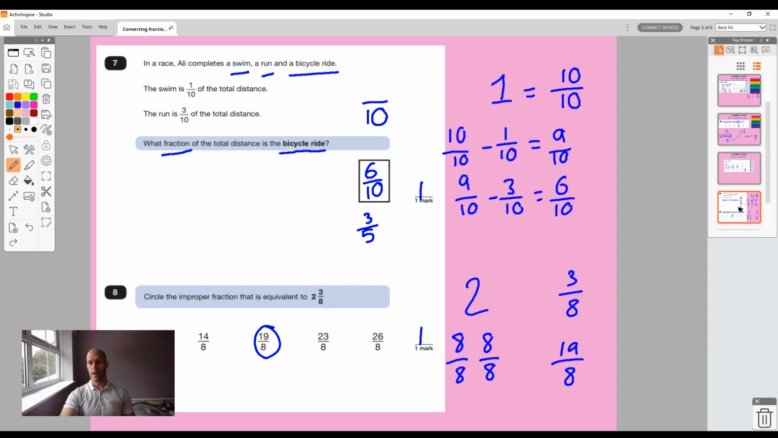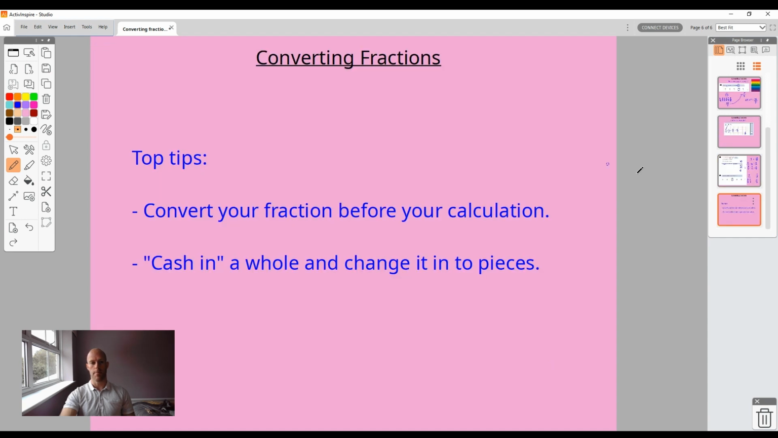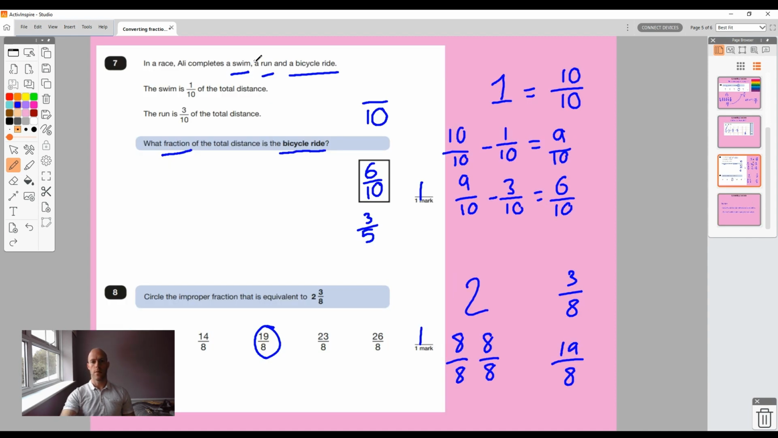There's another arithmetic, and we had 2 in a row there, so 2 quick marks, all from the same thing, breaking a whole into tenths and breaking a whole into eighths. That's the key part. So convert your fraction before your calculation is the top tip. Do all of the legwork, set it all up properly, and then the maths itself shouldn't be too difficult. When we look back into the race question, actually, once we realise that 1 is the same as 10 tenths, we've just got to do 10 take away 1 and then 9 take away 3, which we're all capable of.